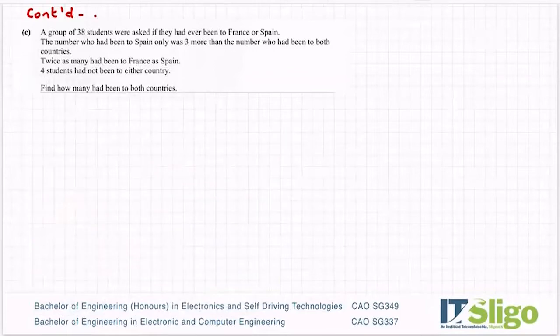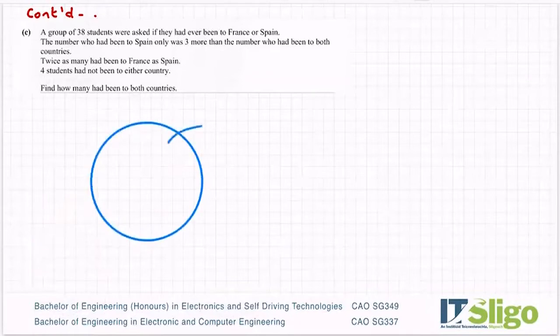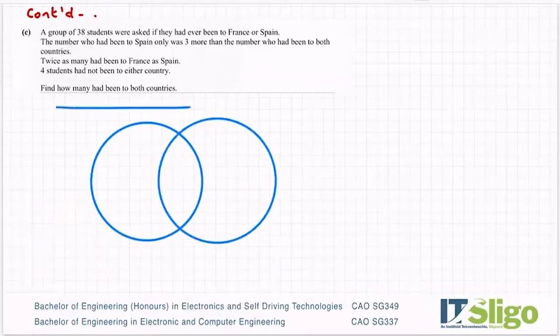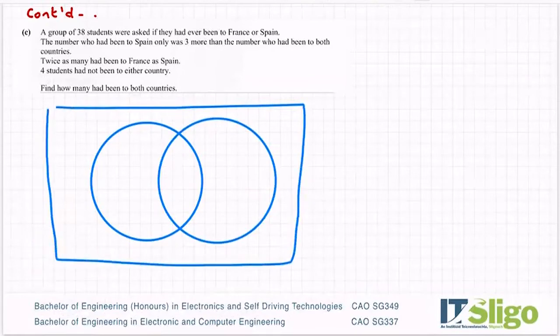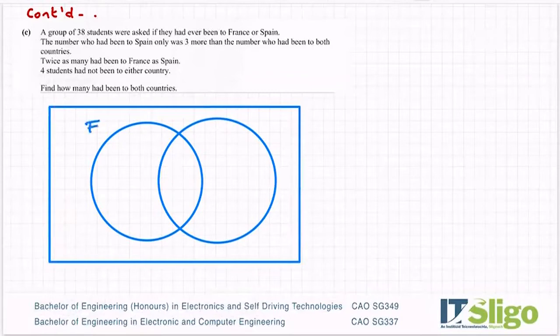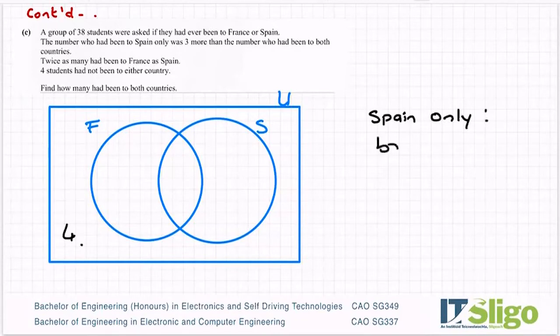Okay, so let's do it again. So let's do France and Spain again, and let's draw my universal set. Okay, so France and Spain again, and my universal set. And of course, the 4 is still on the outside. Okay, so the number who had been to Spain only was 3 more than the number who had been to both countries. So let's try starting here and see what happens. So Spain only and both.